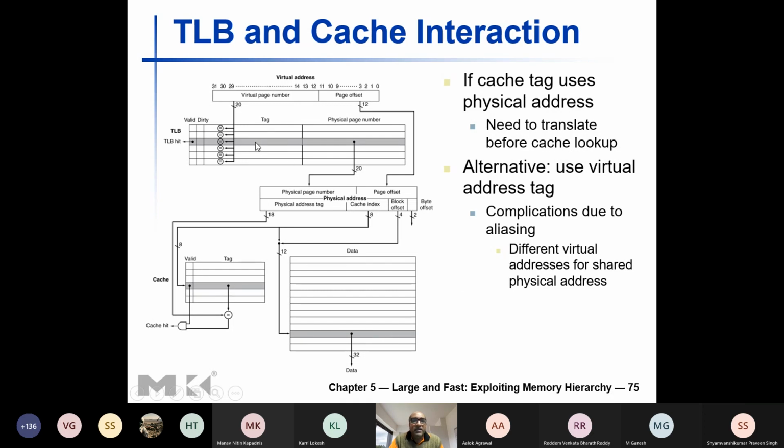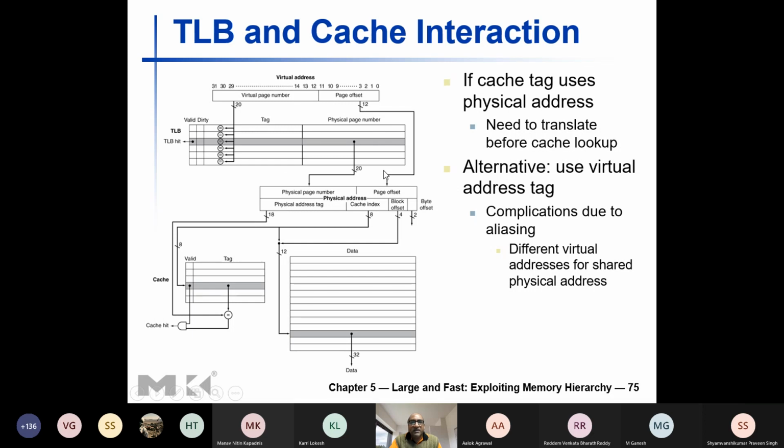And again, for getting the contents of a cache, there are two ways. One is that you first check the TLB, and from the TLB you fetch the physical page number and then the page offset, and form the physical address. That means the entire translation has to be done. It takes a reasonable amount of time, and only afterwards the cache has to be checked by using the physical address tag.